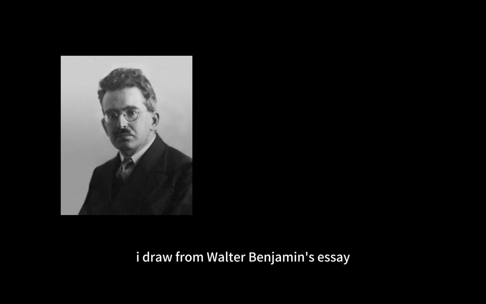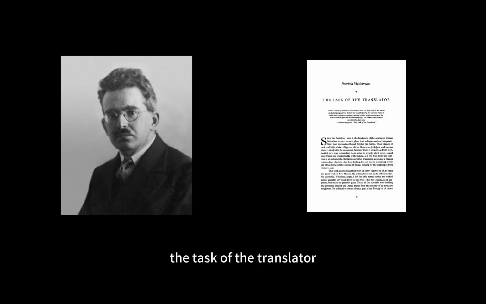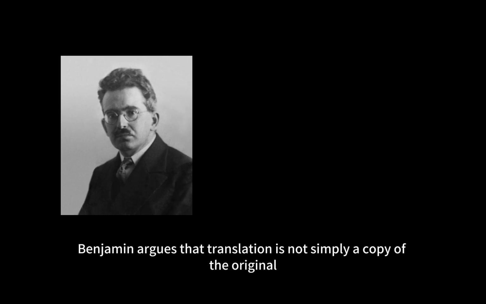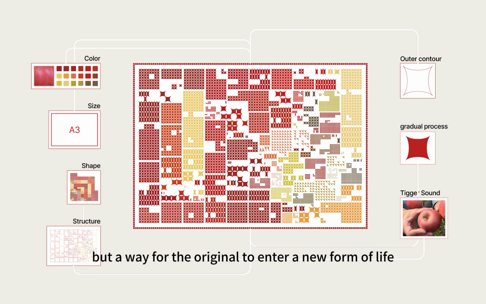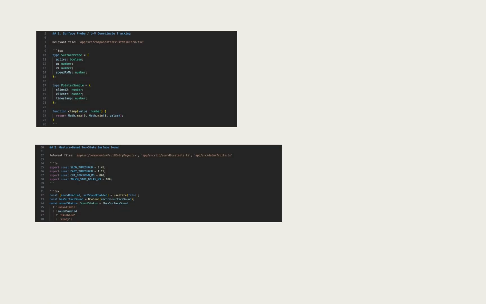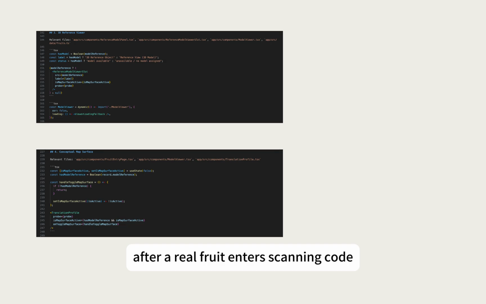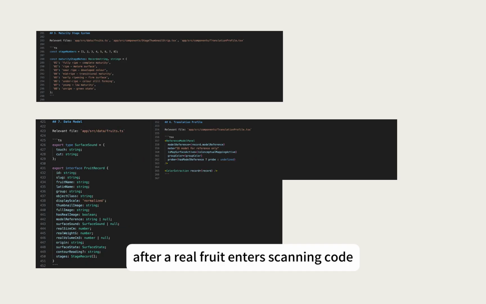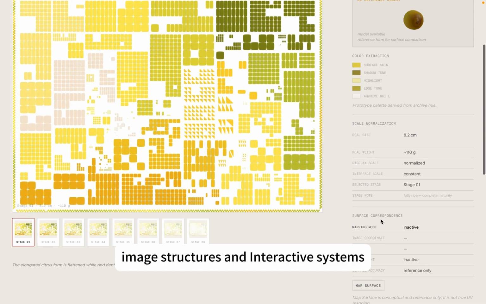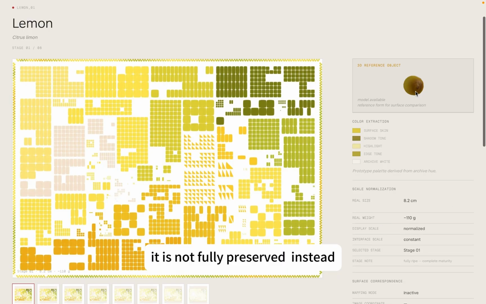Theoretically, I draw from Walter Benjamin's essay, The Task of the Translator. Benjamin argues that translation is not simply a copy of the original, but a way for the original to enter a new form of life. This idea helps me understand my own work. I am not trying to represent fruit, I am translating fruit. After a real fruit enters scanning, code, image structures, and interactive systems, it is not fully preserved. Instead, it gains a digital afterlife.